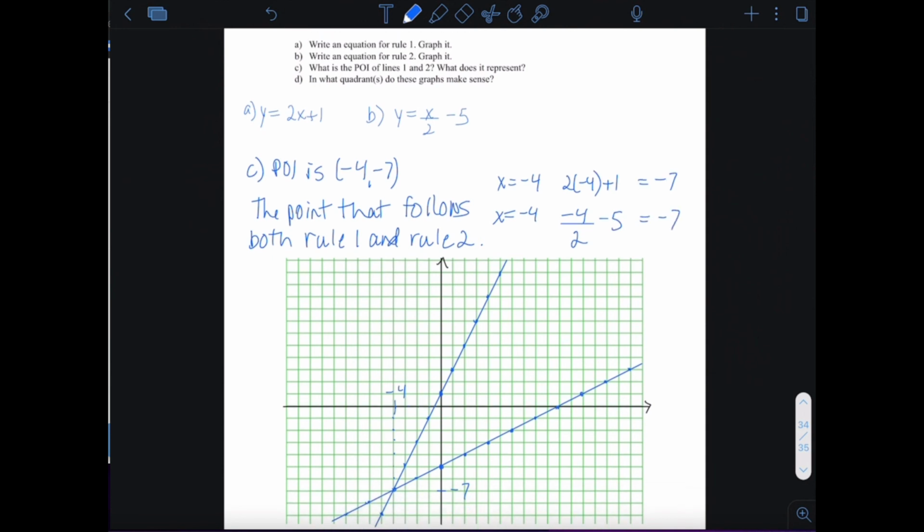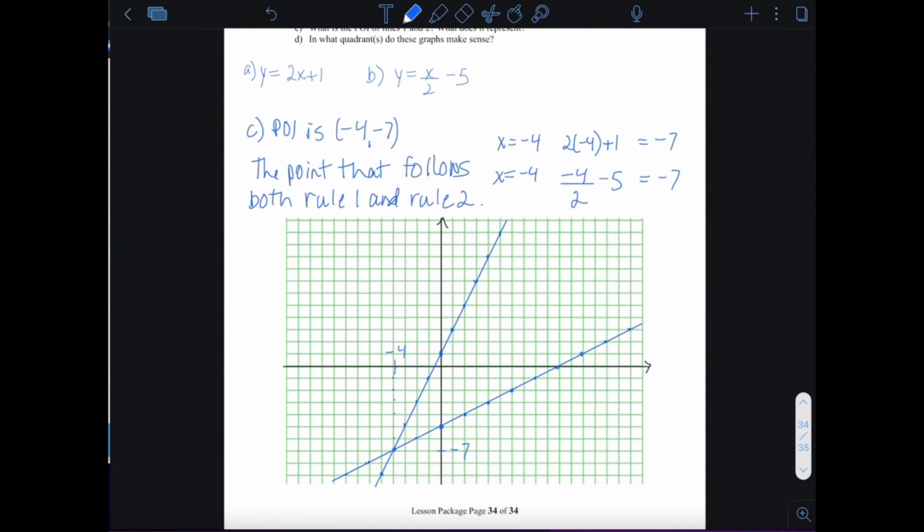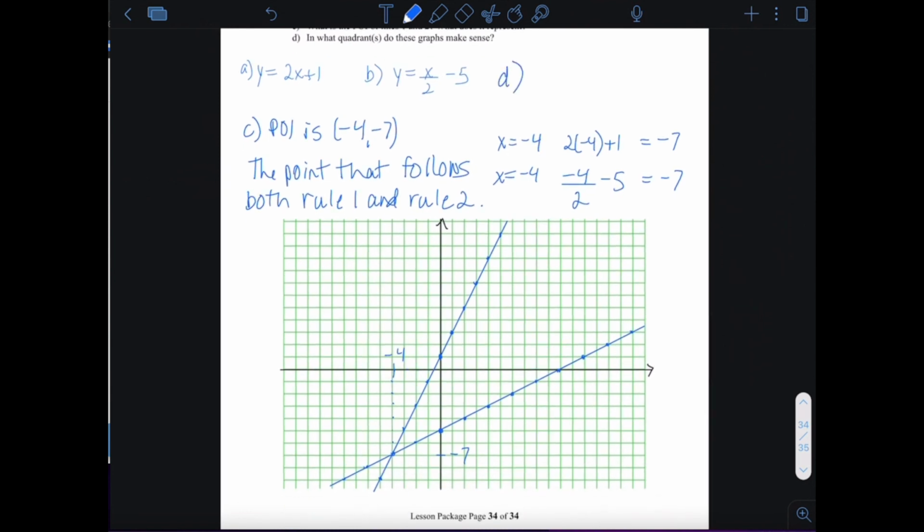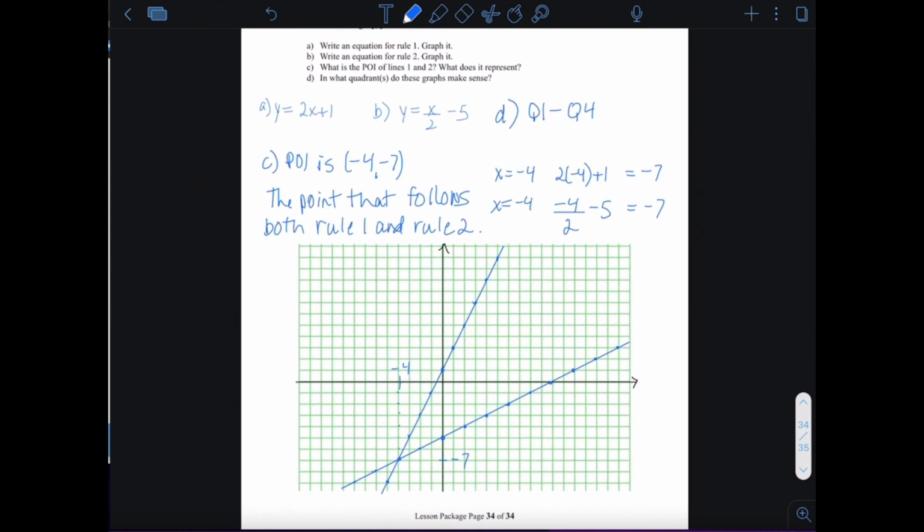And in what quadrants do these graphs make sense? Well, I think I can see that they make sense in Q1 all the way to Q4. So the point here is that the negative x and y quadrants also work because these are just rules for numbers. They're not like time or age or money, so they don't have to be positive, and they do make sense in the negative quadrants. So now your job is to try the homework, and if you have any questions, as usual, please see us in extra.